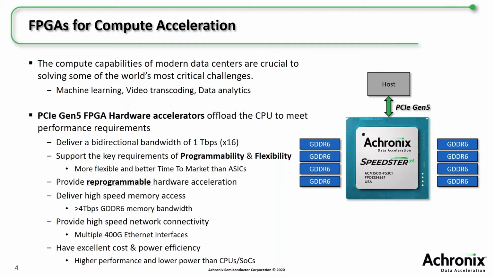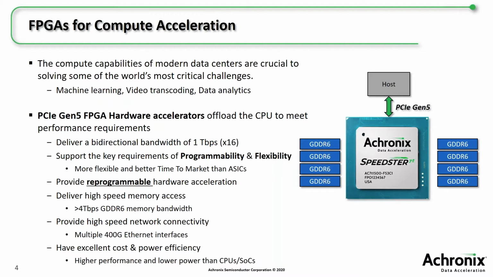of these performance requirements. Modern FPGAs can deliver a bidirectional bandwidth of a terabit per second using the x16 mode, and they support the really key requirements of programmability and flexibility. FPGAs provide you with much more flexibility and therefore a better time to market than traditional ASIC accelerators. And a key here, they provide reprogrammable hardware acceleration.